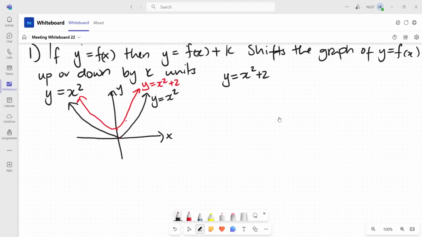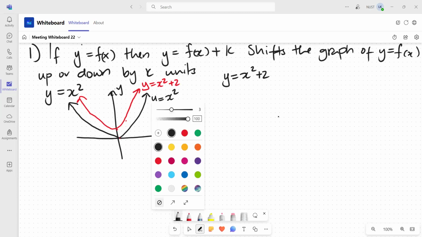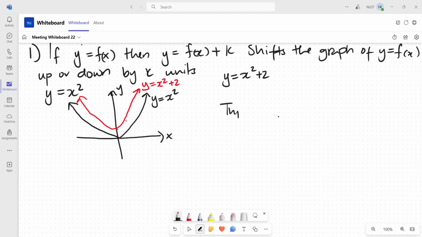Okay, number 2. This shift is called a vertical translation. So we say that this shift is called a vertical translation.